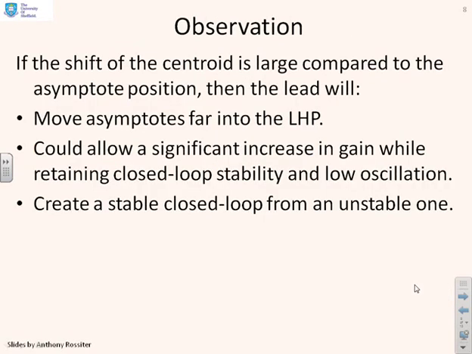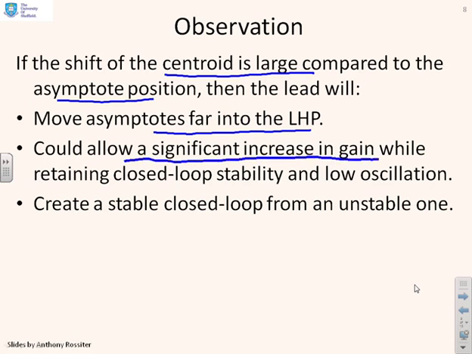So see observations. If the shift of the centroid is large compared to the original asymptote positions, then what the lead's going to do is it could move the asymptotes far into the left half plane. Okay? And by doing so, it could allow a significant increase in gain while retaining either closed loop stability or low oscillation. We could also move the asymptotes from the right half plane to the left half plane and therefore produce a stable closed loop where previously we had an unstable one.